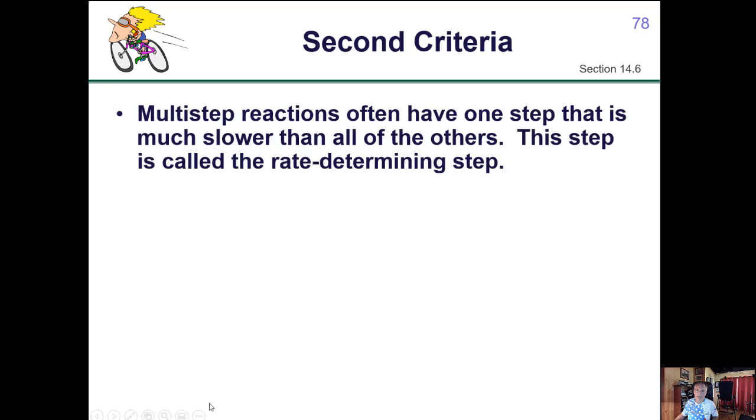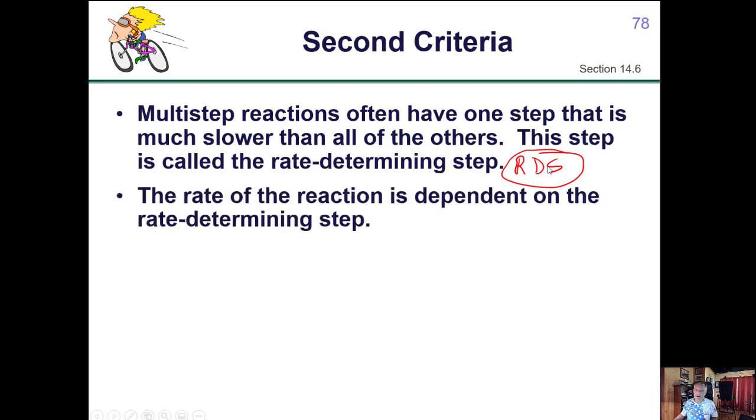Second criteria. The second criteria says in multi-step reactions, we often have one step that is much slower than all of the others. We call this the rate limiting or rate determining step. So you'll probably see it written as RDS, might be rate limiting step, RLS, but RDS is pretty common, just stands for rate determining step. Okay? Now, the rate of the reaction is dependent on the rate determining step.